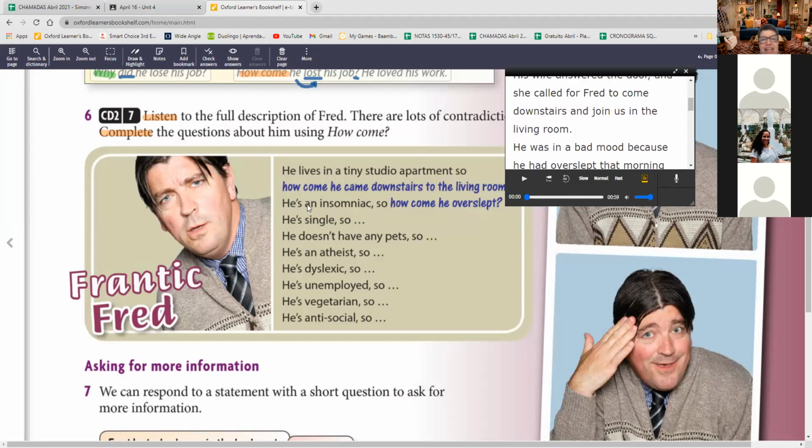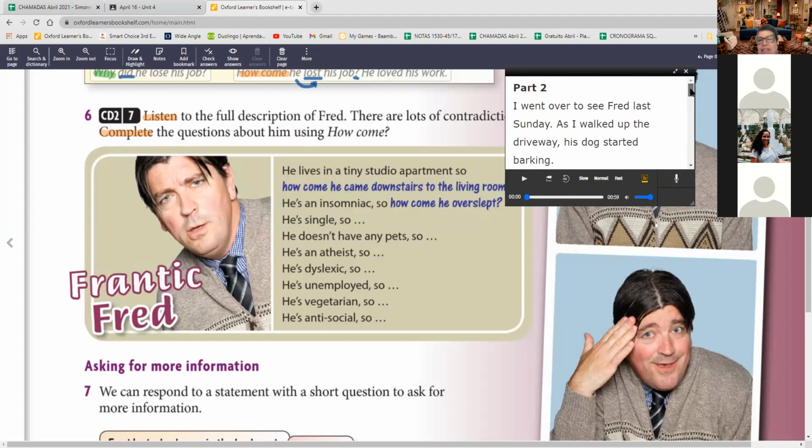And here, he is an insomniac. How come he overslept? Yeah. How come? Okay. So another one here, they say that he's single. Wait a minute. How come he's single? His wife answered the door. Yeah. Look, he doesn't have any pets. No way. How come his dog started barking?